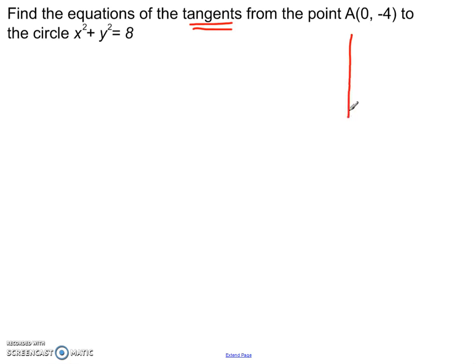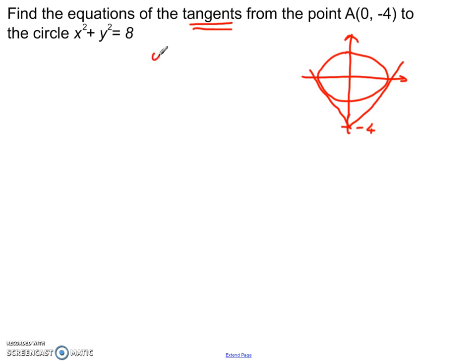So if you think about it, if I was to sketch this here, set my axes up and draw my circle, and extend this down to here, (0, -4) is down at -4 on the y-axis. What it means is I've got two tangents, one touching on this side and one touching on that side, and I want both of them. I want to get the equation of both of those tangents. It's how you go about it.